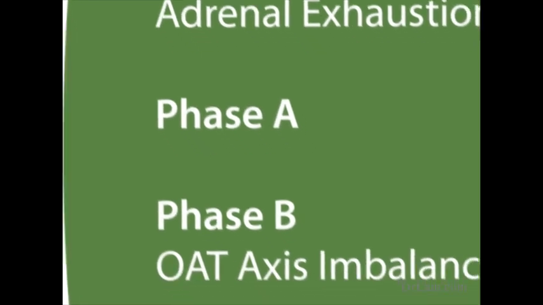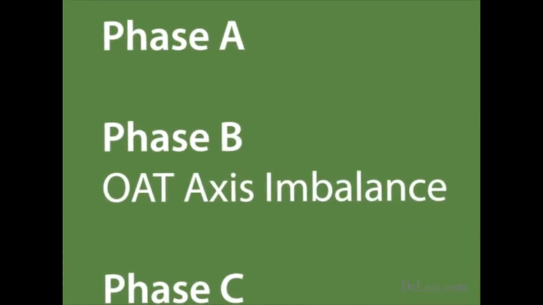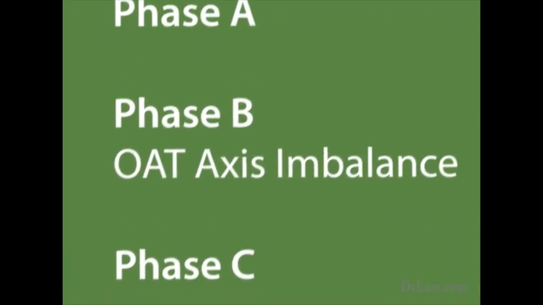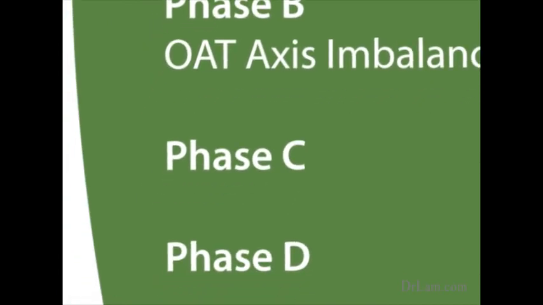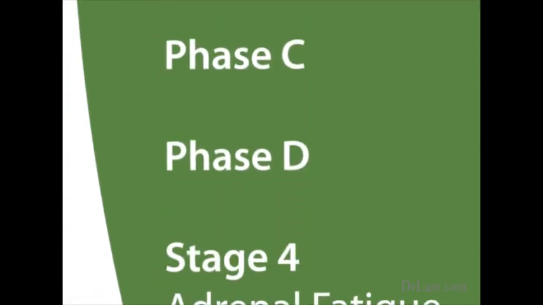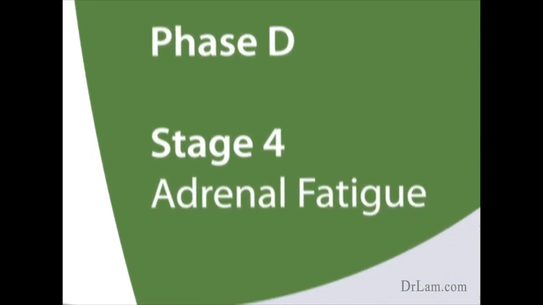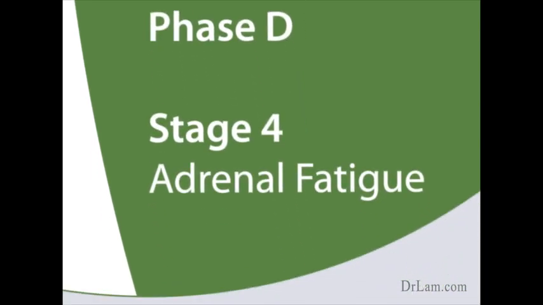It's divided into phases A through D, with stage 3B having the hallmark of the OAT axis imbalance. And after you reach stage 4 with adrenal failure, then progressively it gets worse into Addison's disease. So you have the causes and symptoms of adrenal fatigue that we have just covered.